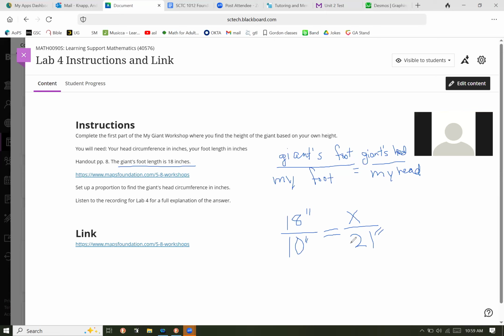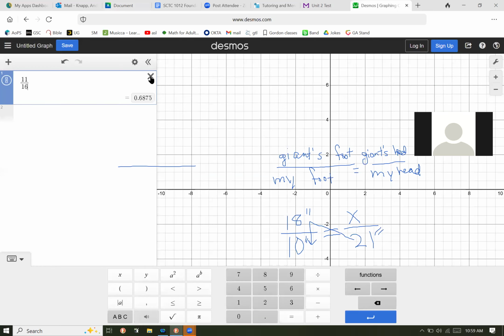And now we just need to solve this proportion. To solve a proportion, you multiply on the diagonal where you've got numbers and divide by the other number. We'll take 18, this on Desmos, 18 times 21 divided by, and that would be 37.8 inches for the giant's head circumference.